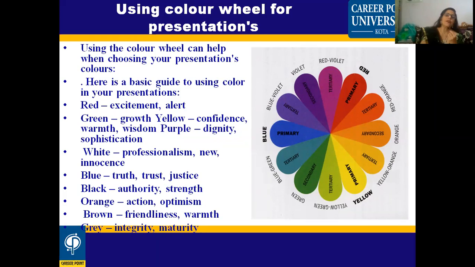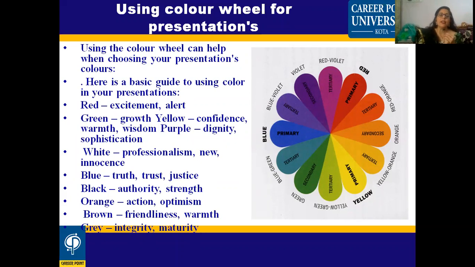And white color always creates professionalism and innocence. So if you want to keep your presentation just like new, innocent, and even some professionalism you wish to infuse in your presentation, you can always go for white color. On the other hand, blue color is associated with truth, trust, and justice. So each and every color conveys certain messages, and once you have decided to use certain colors in your presentation, they are going to deliver certain messages that you wish to deliver.